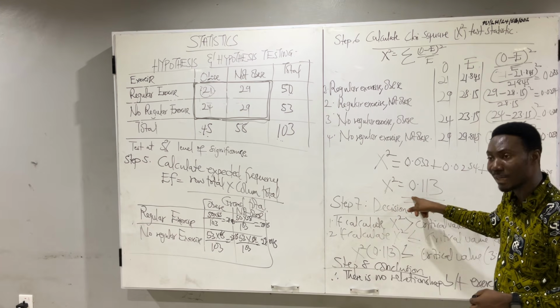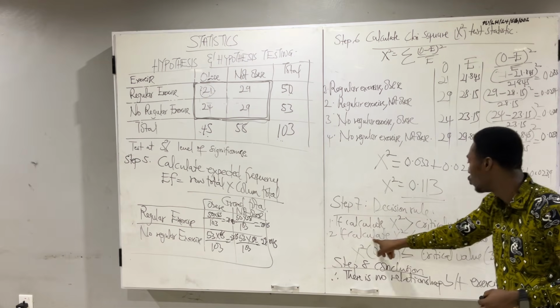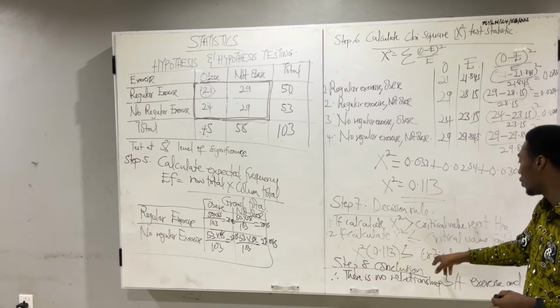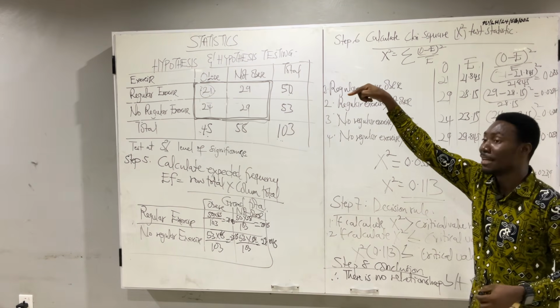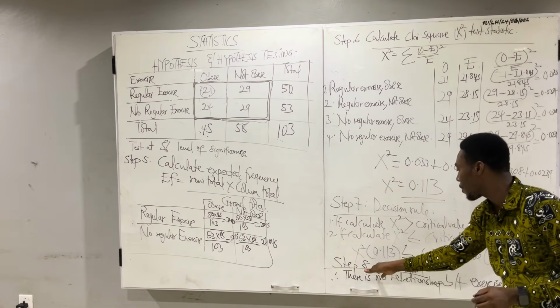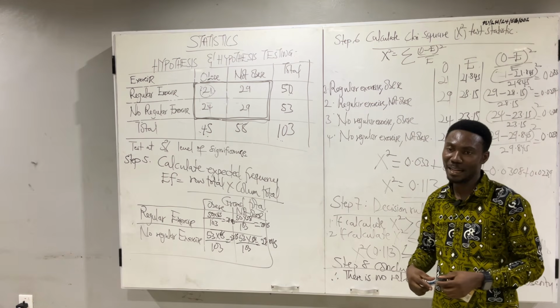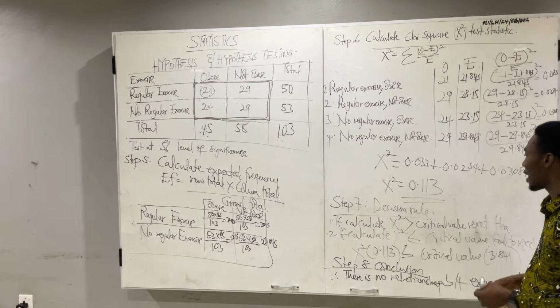Our calculated chi-square is smaller than the critical value. That means we fulfill decision rule 2, which says that if calculated chi-square is less than or equal to critical value, fail to reject H0, meaning the null hypothesis is correct. Then for step 8, conclusion, you repeat the exact thing you wrote for the null hypothesis: therefore, there is no relationship between exercise and obesity.